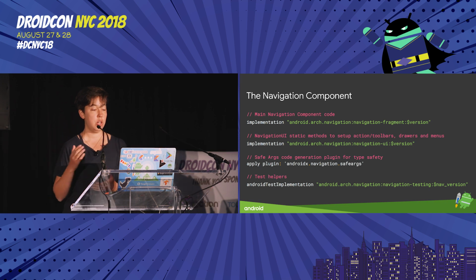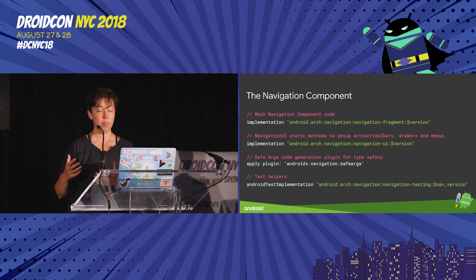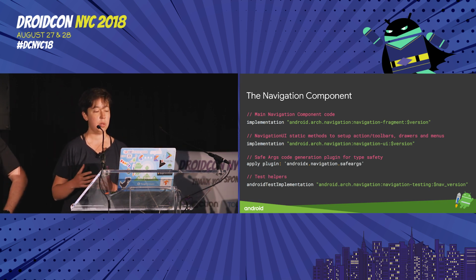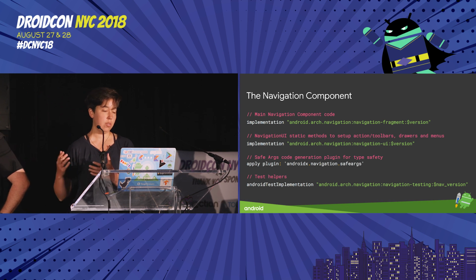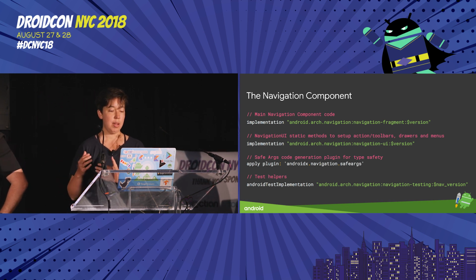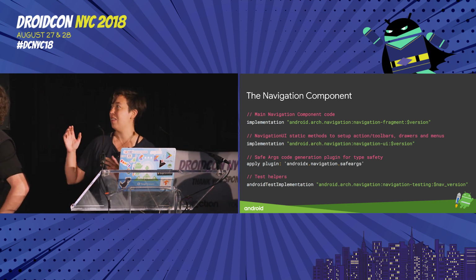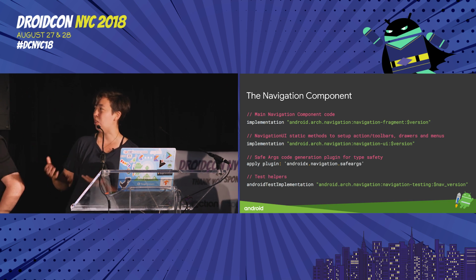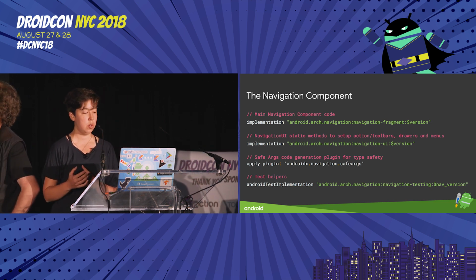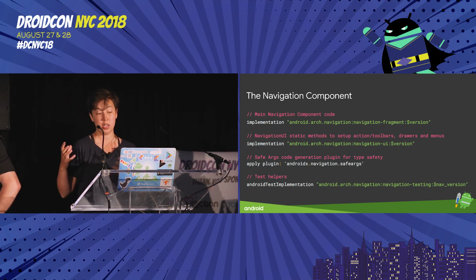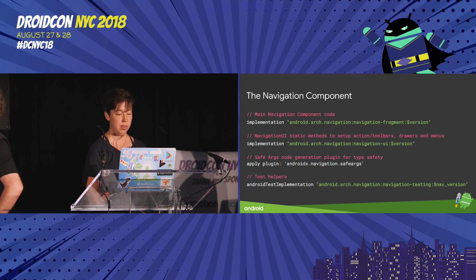Next, we see the navigation UI dependency, which is very important because it provides a bunch of static methods that help you set up patterns like menus and toolbars. And finally, we have the navigation args plugin, which generates code for you so that you can do a lot of things with type safety. And there's a dependency for testing.